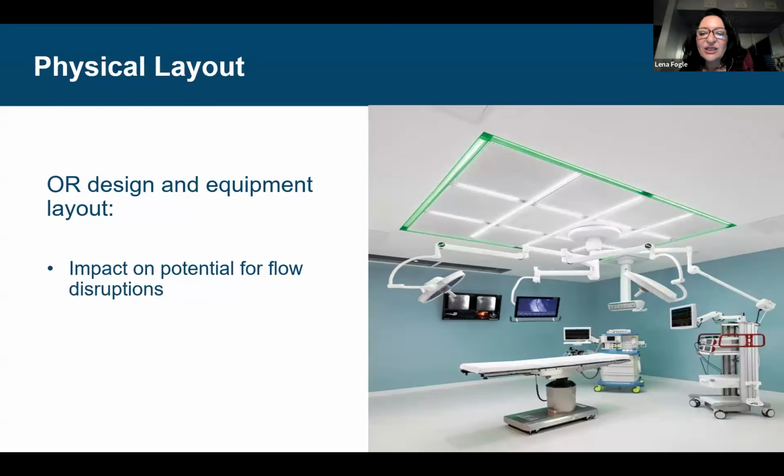Impact on potential for flow disruptions. So the layout really has an impact on that. I'm sure you've been in many ORs. You're like, who thought of this? Who thought of having, you know, not even being able to open the door for all the equipment that is in there?